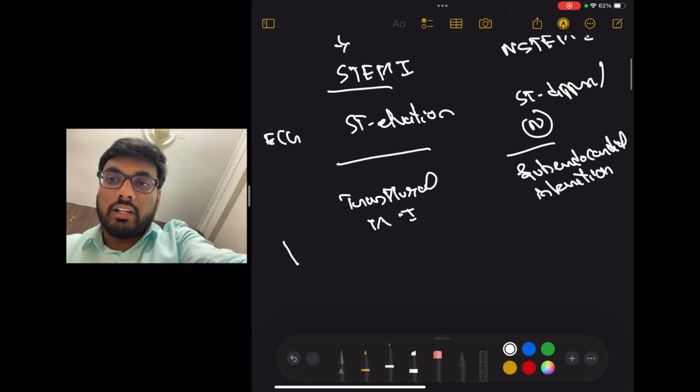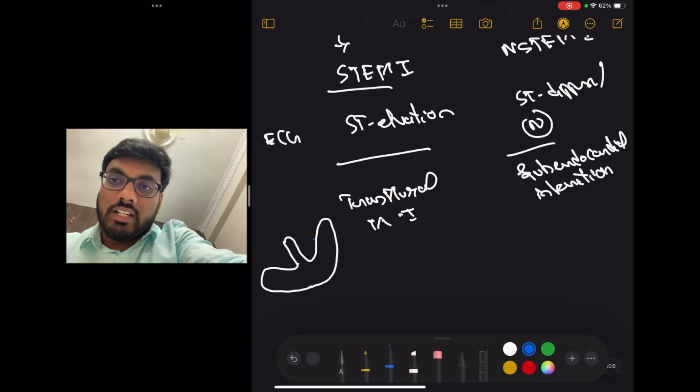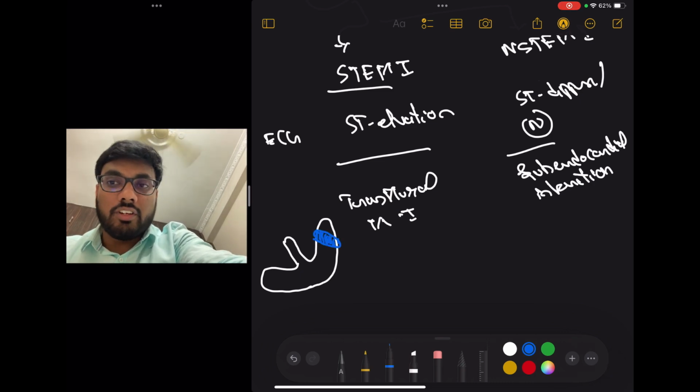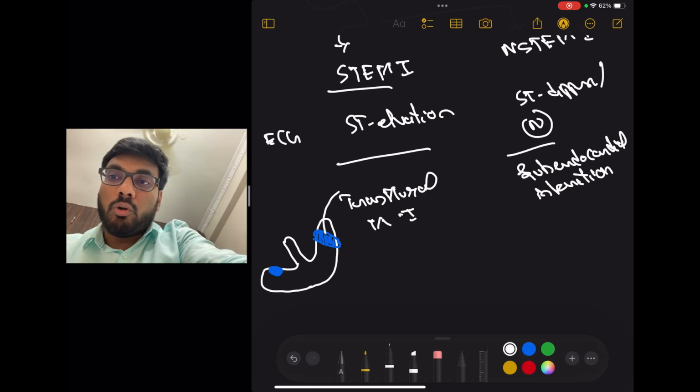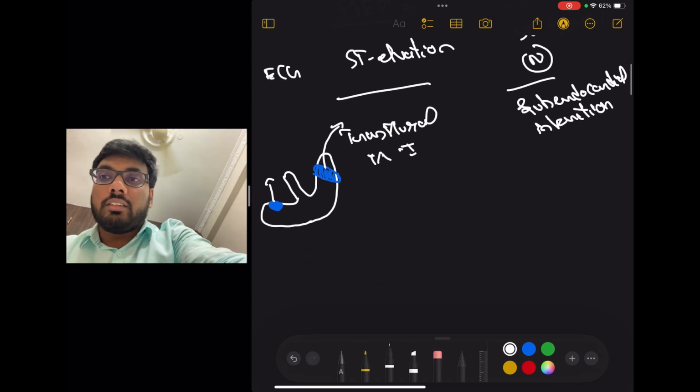If you consider this is the interventricular septum, this is the left ventricular muscle wall, LV, RV, right? If the whole muscle is dead, the entire thickness of the muscle, this is known as transmural myocardial infarction. If only the myocardium adjacent to the endocardium is dead, this is known as subendocardial infarction, right? This transmural produces STEMI, this subendocardial produces NSTEMI.